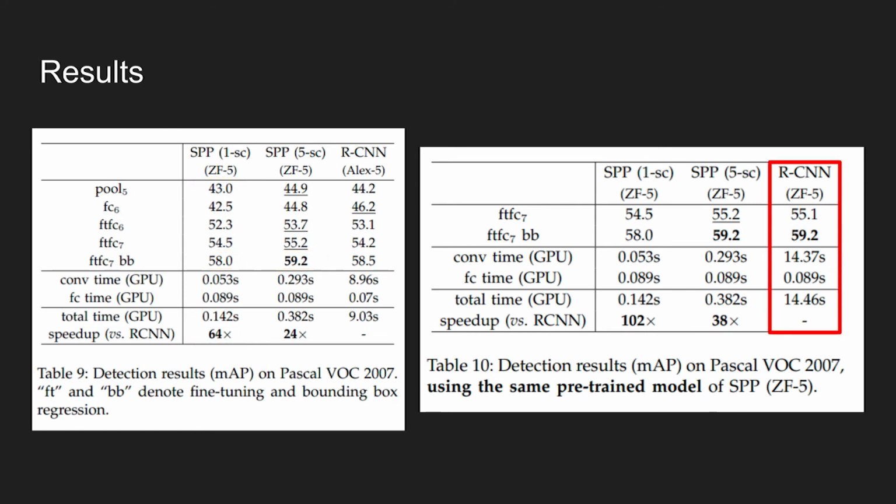Table 10 on the right is the comparison of RCNN using the same pre-trained model of the SPP-Net backbone. While the speed is a bit slower, we get higher results when we replace AlexNet with the SPP network.